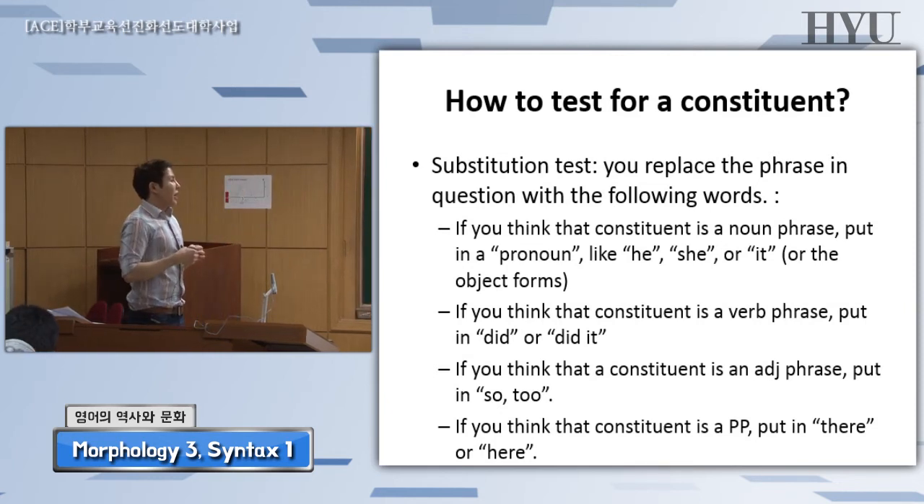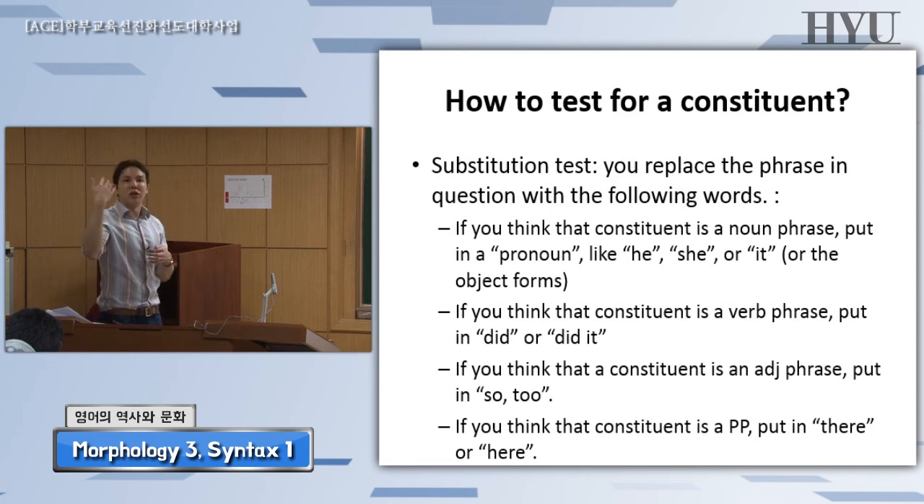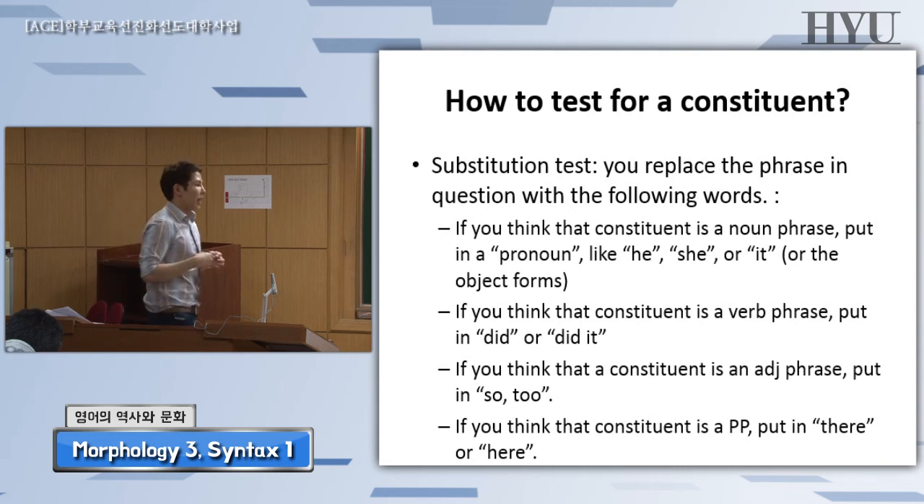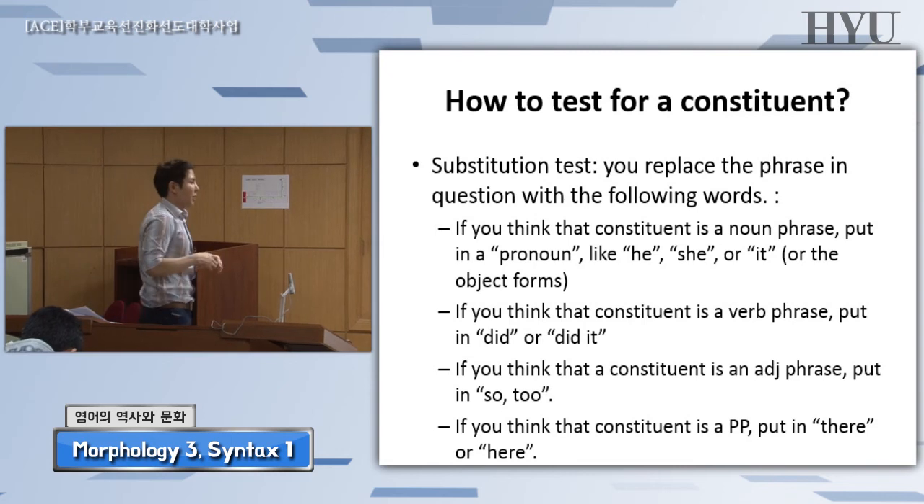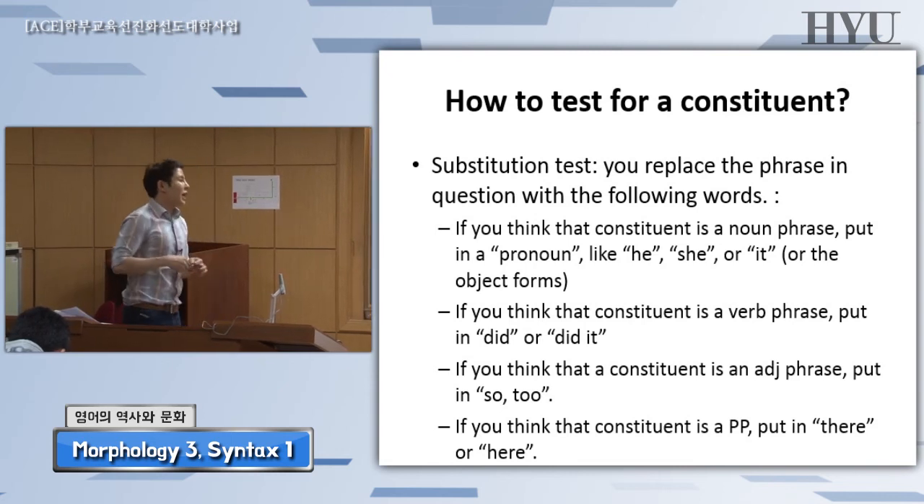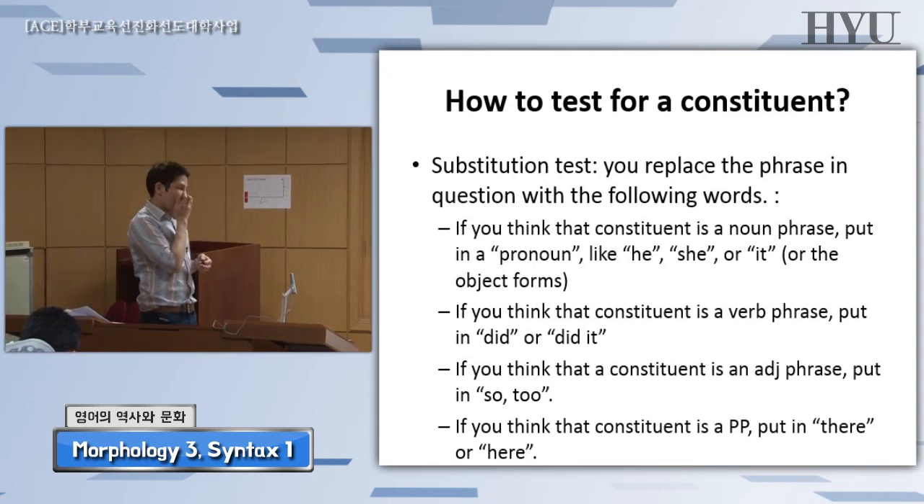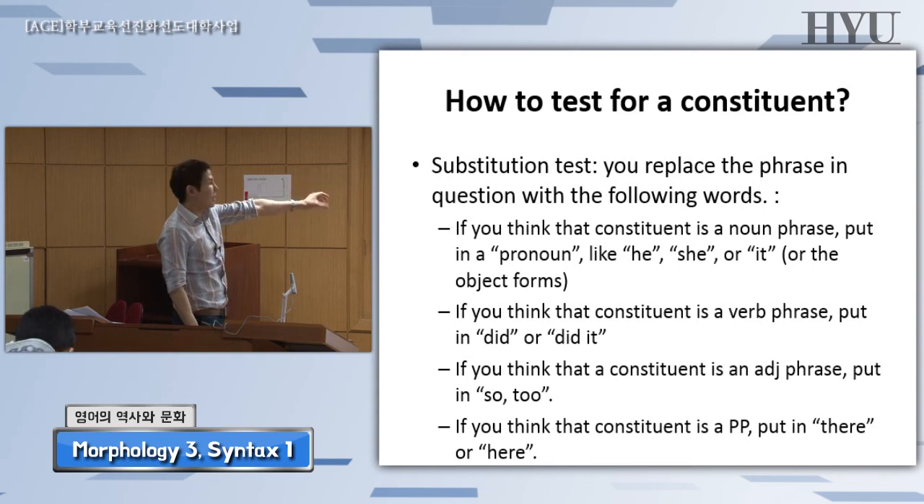Okay? If you think that a constituent is an adjective phrase, put in so or too. Like I am so, I am too, like that. I'm tired. Oh, I am so, I am too, like that. I'm tired too, like that. If you think that a constituent is a prepositional phrase, put in there or here. Okay, so these are different tests. So let me show you.